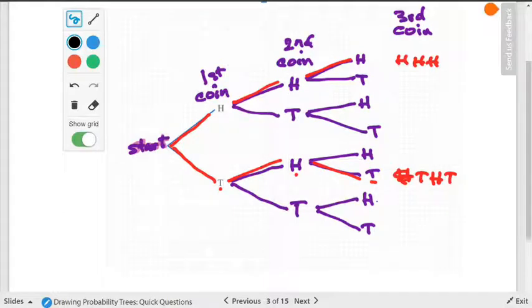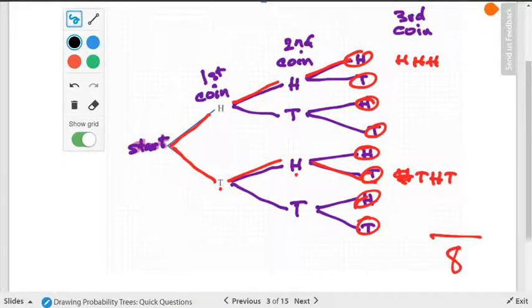How many outcomes are possible on this? Anybody? 8. And how can I tell that really quickly? Eight ends, right? So whatever probability you get, it's going to be out of 8. Each one of those is going to be out of 8. So this trail is one of the 8 trails that you can take. Looks good?